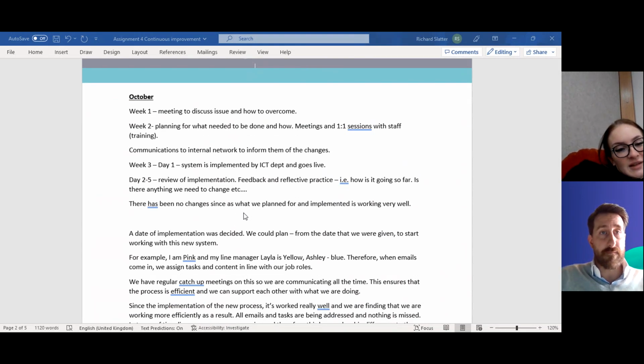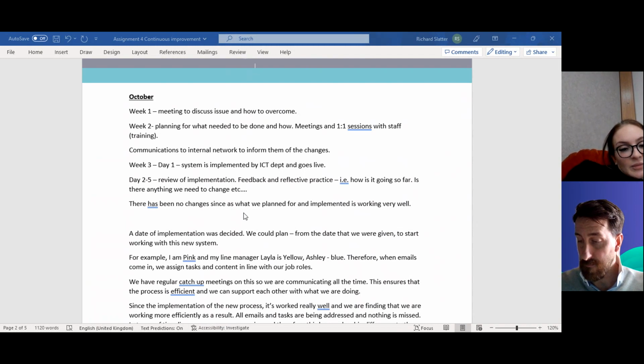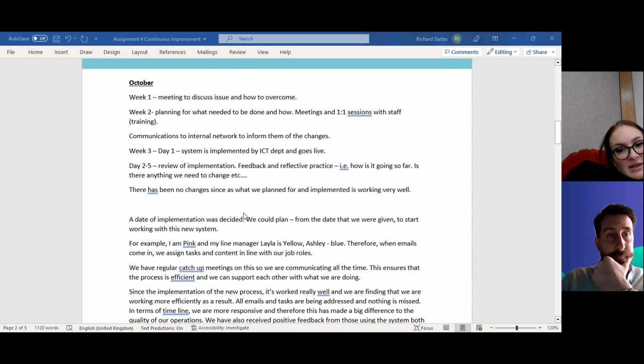So first of all, we had a meeting to discuss the issue which was going on and how we could overcome it. And then week two was planning for what needed to be done and how. We were having meetings and one-to-one sessions with managers and so on. And then Daisy decided that as a group we would come up with the email, and we went to ICT about it. We then got the email address, and that's how it's going now, and there's been no changes so far, and it's working really well.